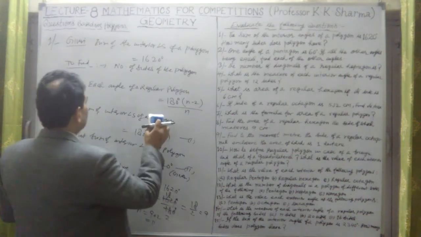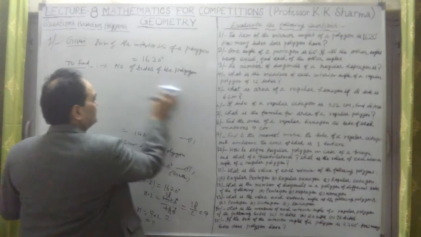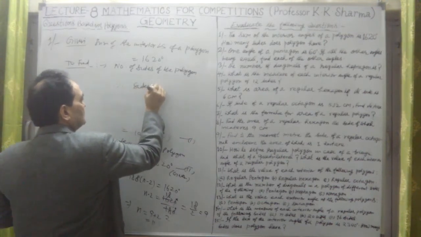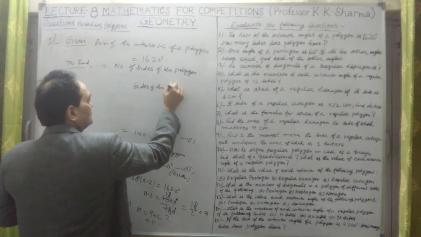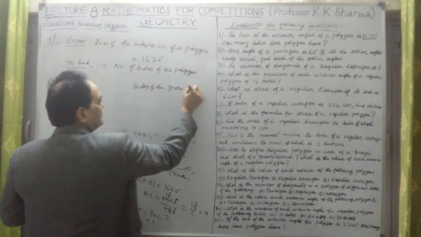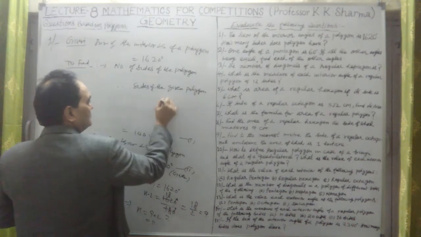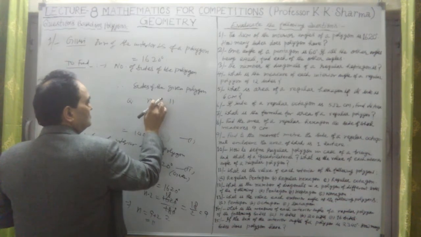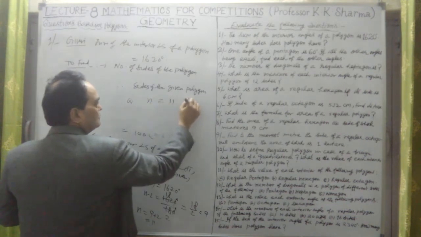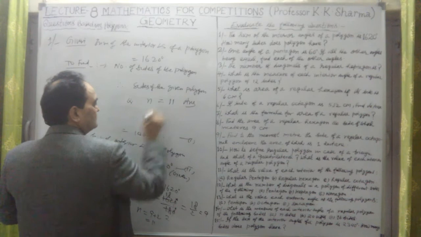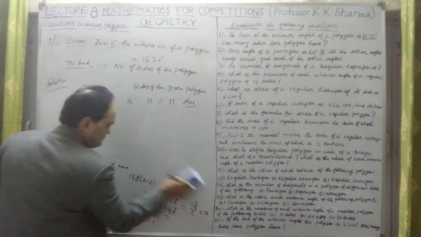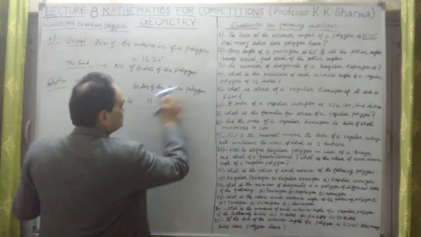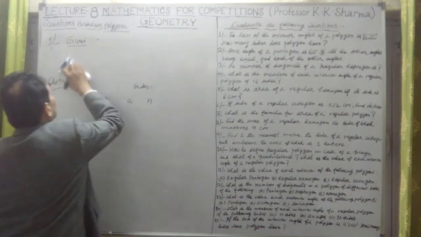So let me write it here. Therefore, the sides of the given polygon is equal to 11, or n is equal to 11. This is the answer here. This is an 11-sided figure. Alright, let me take the next question now. Question number 2. Let me talk about question number 2.